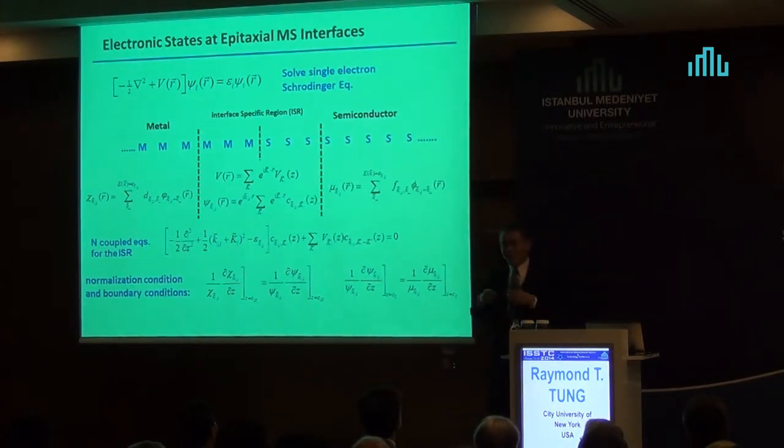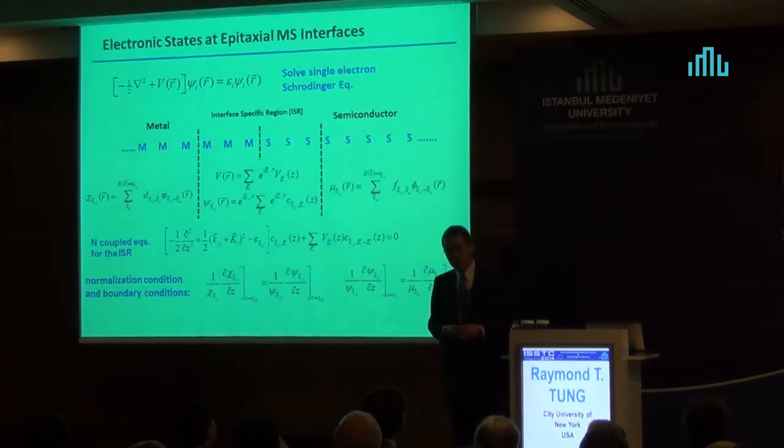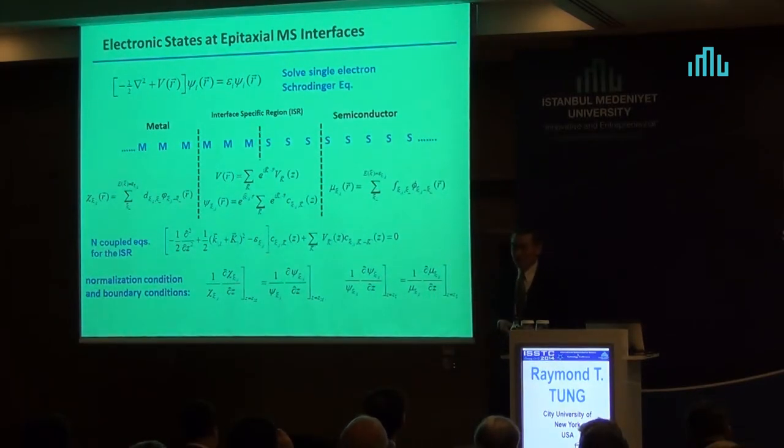Now, if we are talking about the electronic state of any system, that means we have to solve Schrödinger's equation. So in either the Hartree-Fock formalism or the DFT Kohn-Sham formalism, we're talking about solving a single-electron Schrödinger's equation with a potential. If we are interested in electronic states at the interface, this potential has to represent the metal-semiconductor interface.